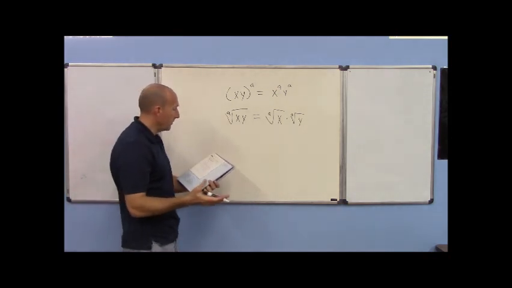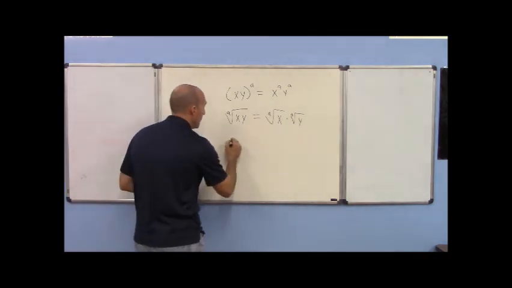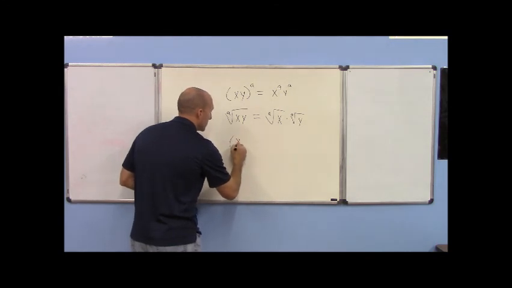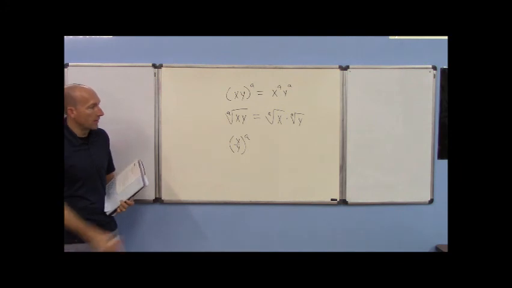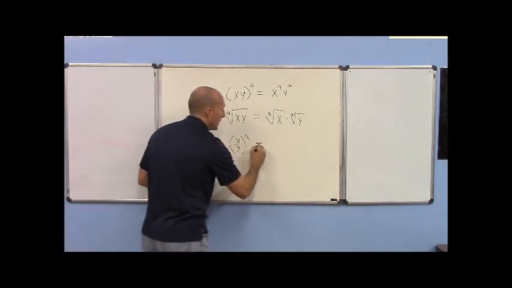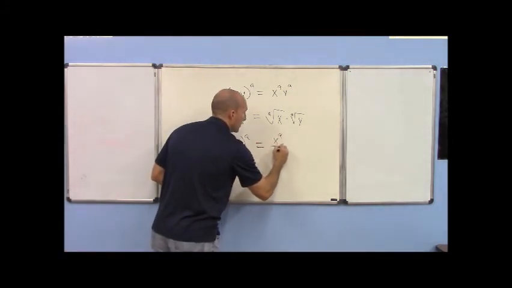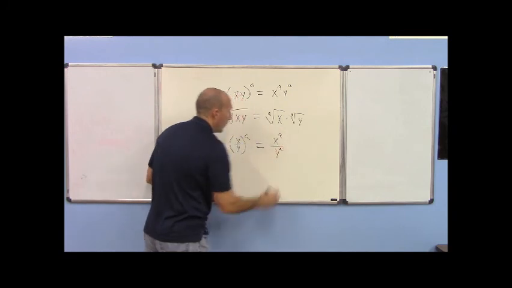Okay, so then we have our quotients. So if we have x over y, both of those to the power of a, well then that equals x to the a over y to the a.